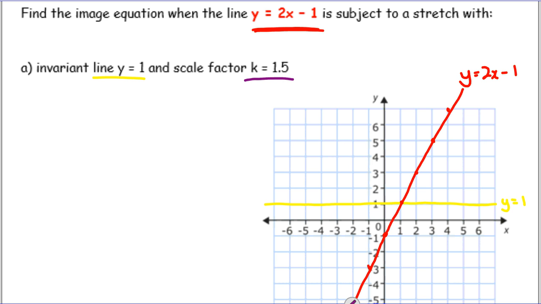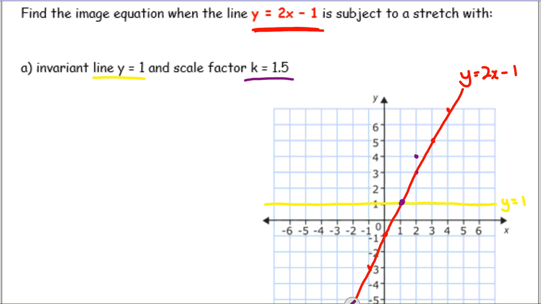And scale factor is k equals 1.5. So from an invariant line, if a point is on the invariant line, it doesn't change in the image. So we've got a point right here as well on the image. The scale factor is 1.5, so 1.5 times as far. So going from the invariant line up to the next point, that went up 2 units. So 1.5 times 2 means go up 3 units instead.